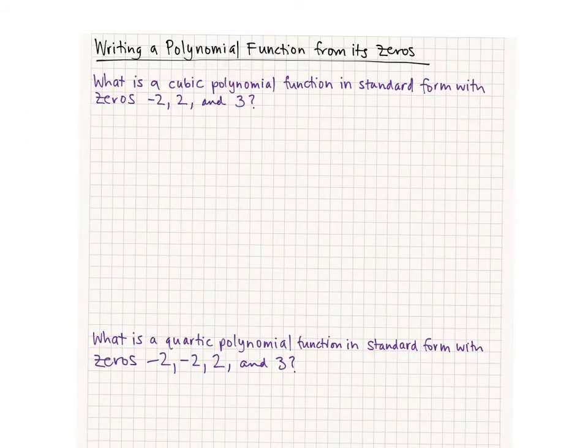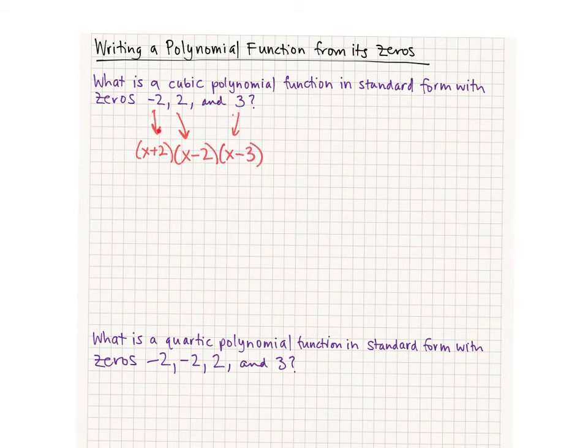Okay, and then the last part of this lesson. It's a little bit annoying, but not too difficult to do with the table method. So here it says, what is a cubic polynomial function in standard form with these zeros? So we're basically going to do what we just did, but backwards. If -2 is a 0, that means one of the factors is x minus -2, which is x plus 2. If 2 is a 0, then one of the factors is x minus 2. And then if 3 is another 0, then x minus 3 would be a factor, right?